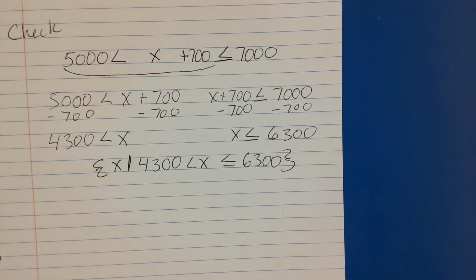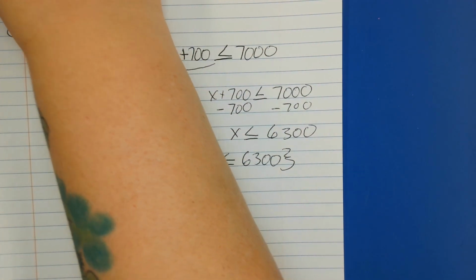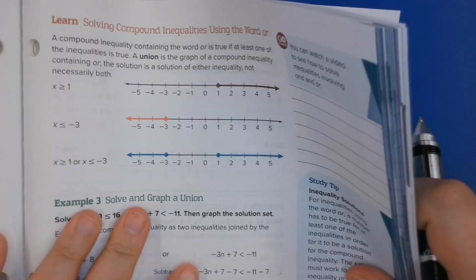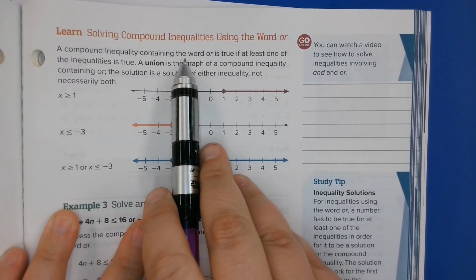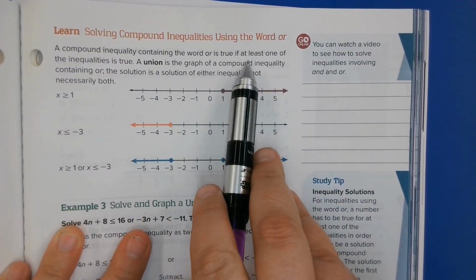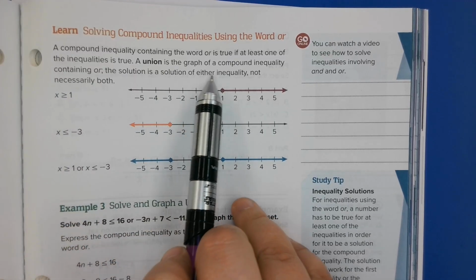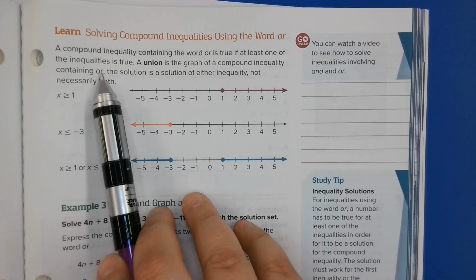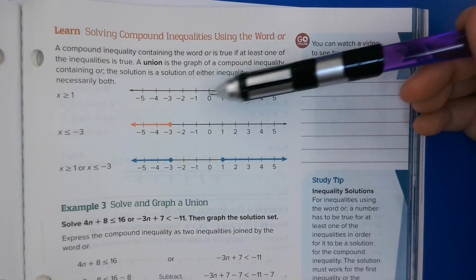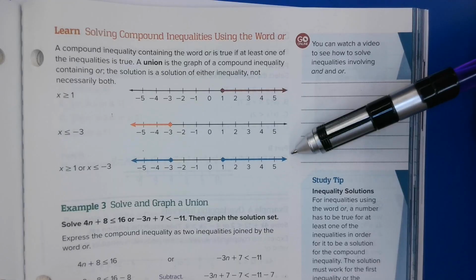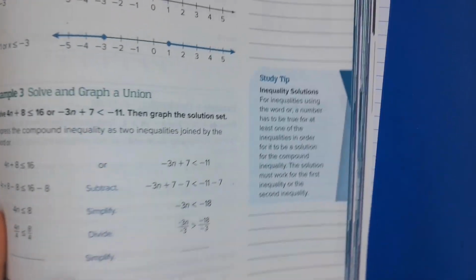Moving on to the end of this video, we're going to work on example 3. Example 3 is where we are going to use the word or. A compound inequality containing the word or is true if at least one of the inequalities is true. The union is the graph of the compound inequality containing or. So if we had this inequality or this inequality, we would put it together and make the graph look like this. So we're going on to example 3, switching back to my notes so we have room to write.